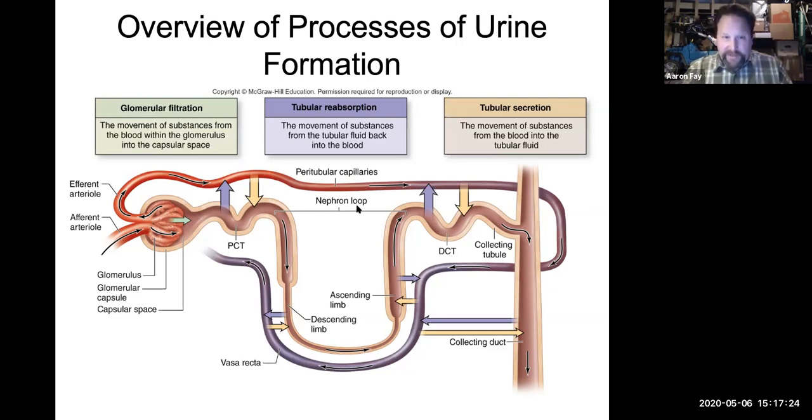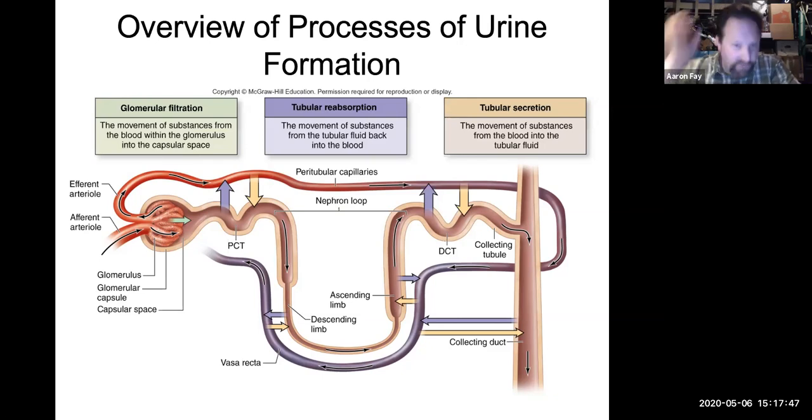So filtrate is something that you're going to find in the capsular space, PCT, DCT, nephron loop, and even a little bit in the collecting duct. These structures are thin enough that you can make alterations to the filtrate. But once it leaves and enters the minor calyx, you can't make any changes to it, then and only then will you call it urine.